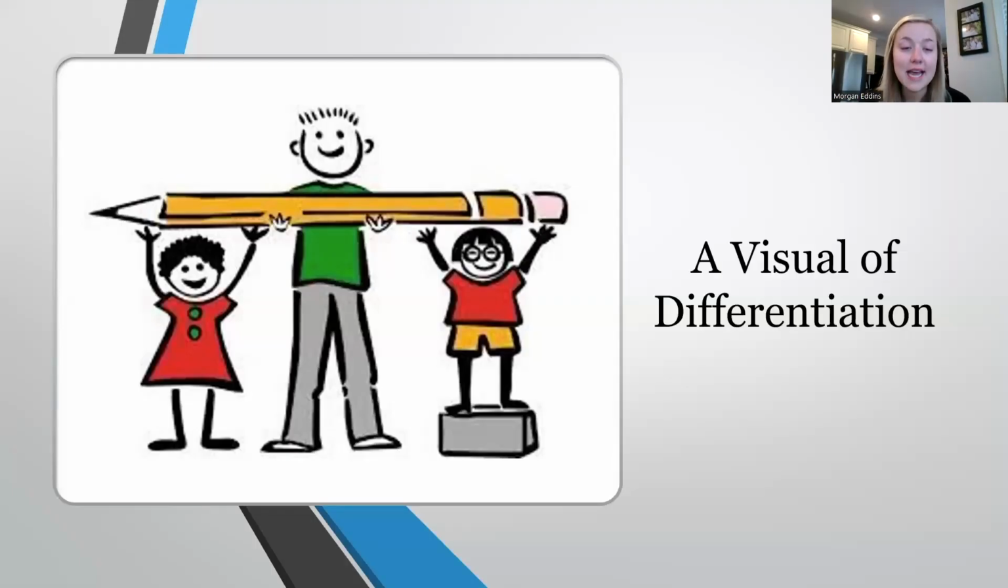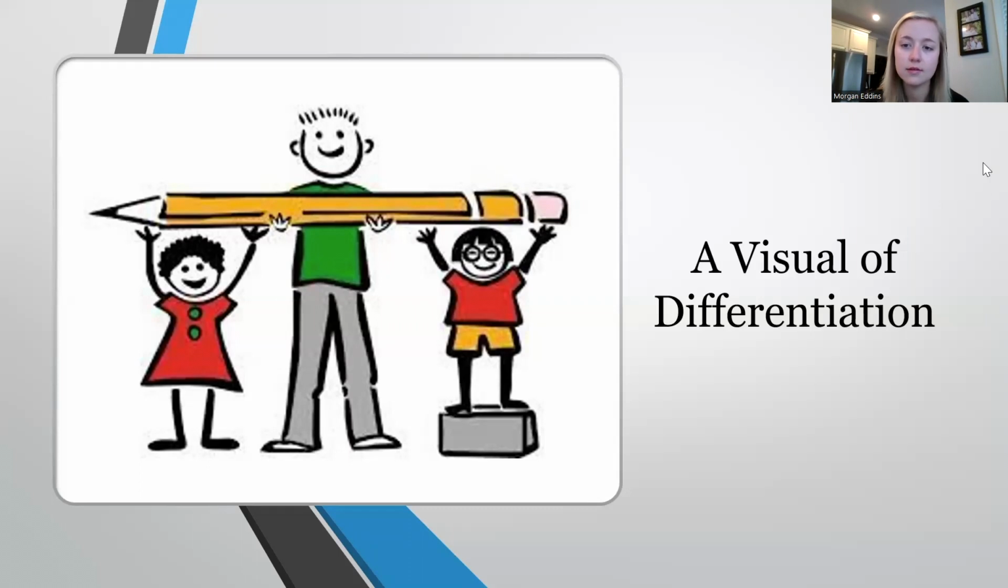Throughout our audit, our main focus and evaluation was on the differentiation in our reading curriculum. This was the visual that our group used to help us truly understand differentiation. 2 students working towards the same goal, but needing different supports and different materials and different strategies to help them reach that goal. That is what true differentiation is.